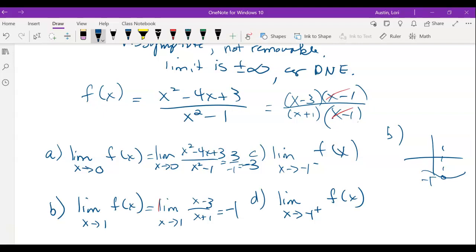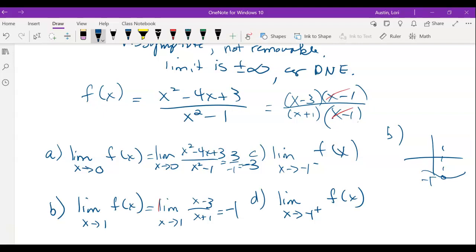How do I know? Why am I taking -1 from the left and right? I know there's an asymptote there because this piece doesn't cancel. Do you see this x plus 1? It doesn't cancel with anything. What would cause x plus 1 to be 0? When x is -1. That's going to be an asymptote. So that's something you want to get in your head. And then you want to bring it back after I hit you with derivatives for a whole chapter. When we start graphing in chapter 4, you're going to come back to this.